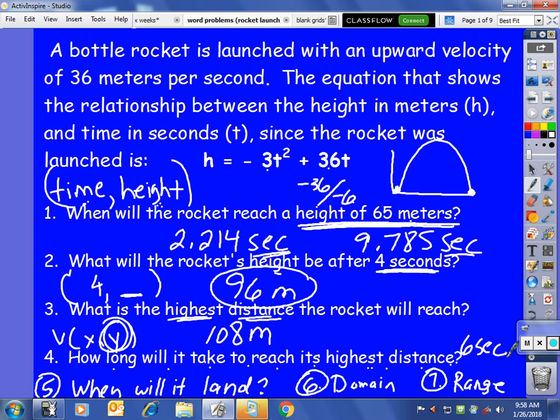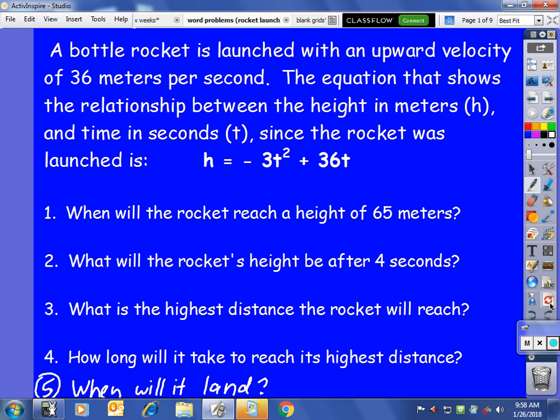Now, here is the one kids are still struggling with. When will it land? What am I asking for? It's going to land right here. That is a root. I'm asking for the second root. I'm asking when is it going to land? It's going to land with a height of 0. That's a 0 of the function.